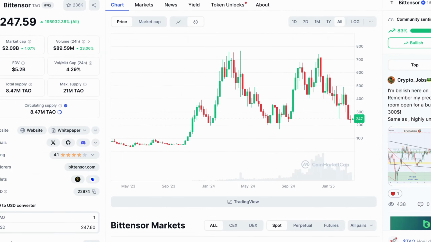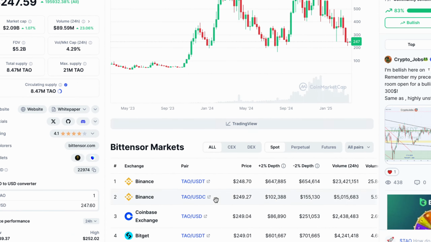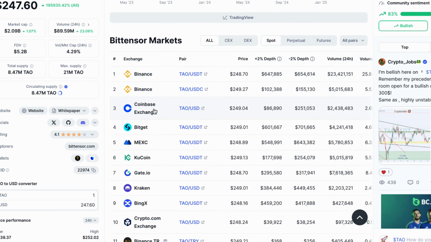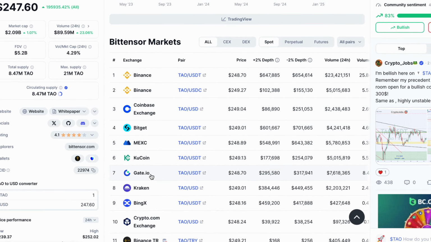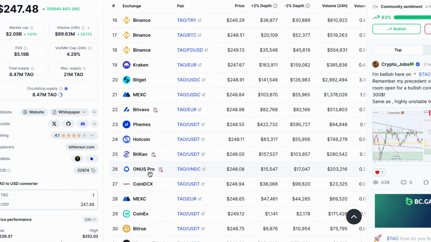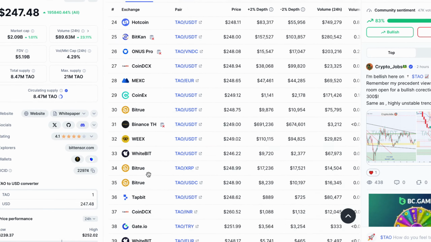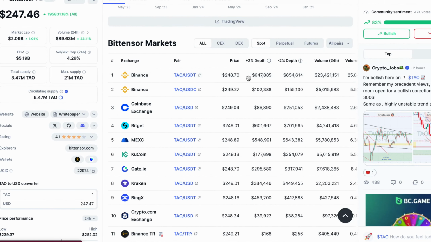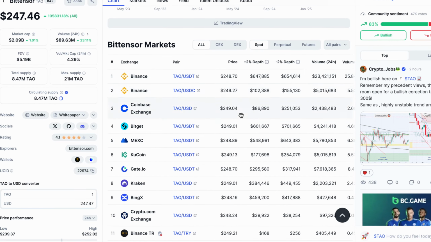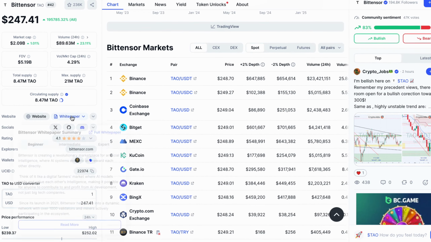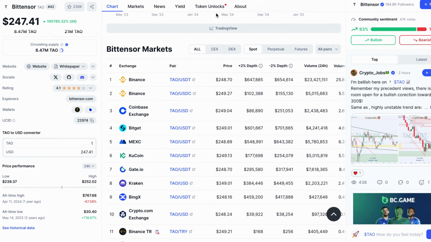And then finally, I look out for, where is this coin listed? This coin over here, you can see it's listed under Binance, Coinbase, Bitget, MEXC, all the exchanges you can think about right here. It is listed on them. I think it's not listed on Bybit, but you want to see that it's listed on the biggest exchanges. This gives it a lot of exposure for people to invest in it. So finally, we want to look out for who are the team members of this particular coin.